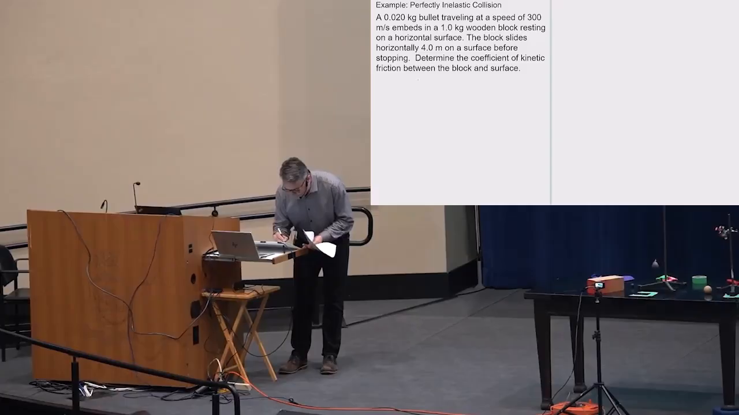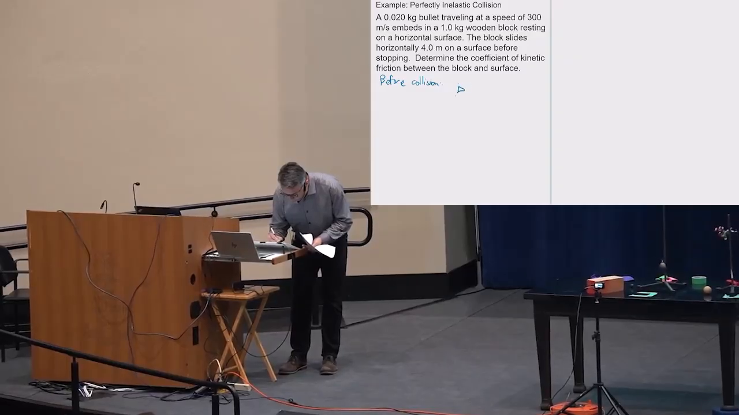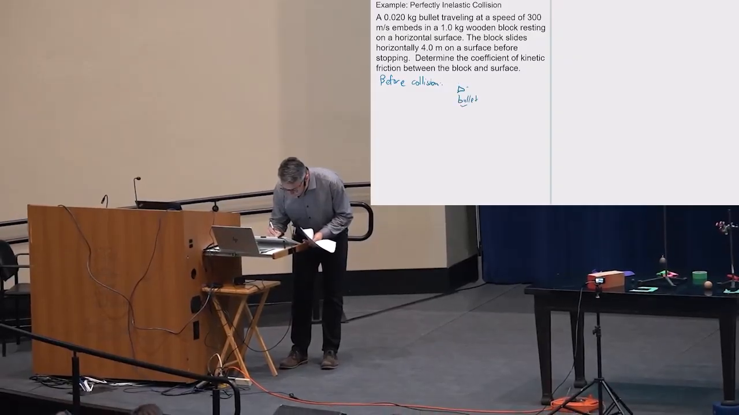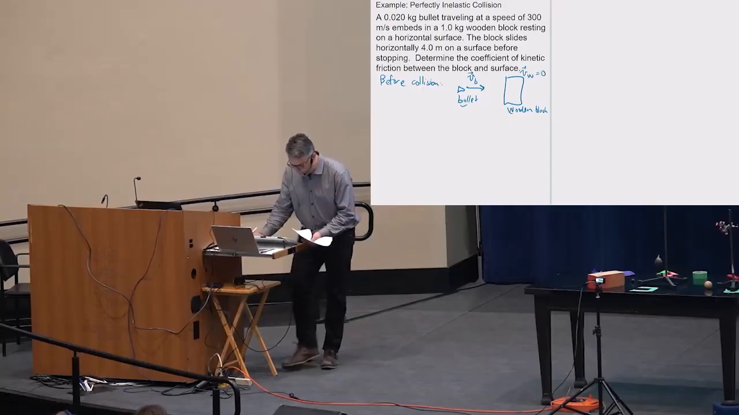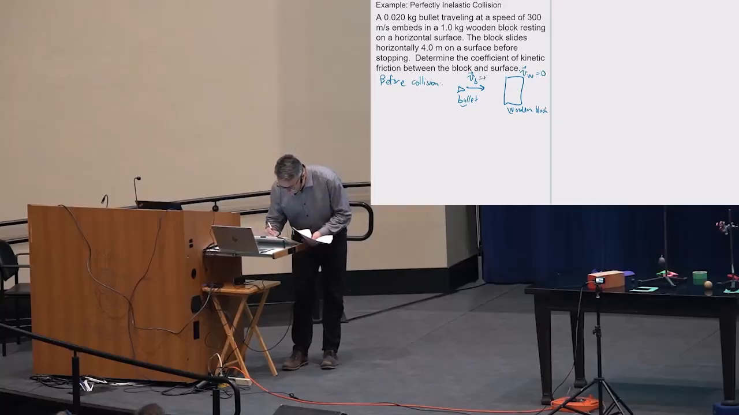You've kind of got three things that's happening. Is you've got before collision, which is here's your bullet, which is like B or something like that, and it's got some VB going towards the right, and then you've got the wooden block. And so V of this piece of wood is 0. VW is 0, VB is something big, plus 300 meters per second. You were given the masses here.